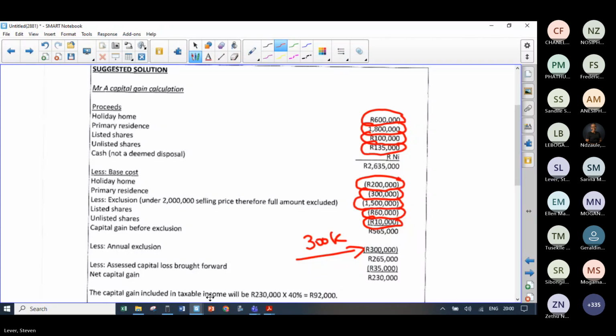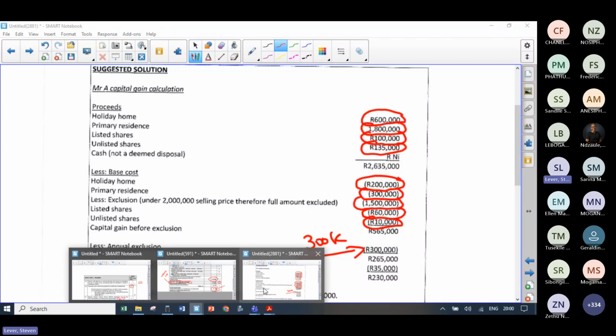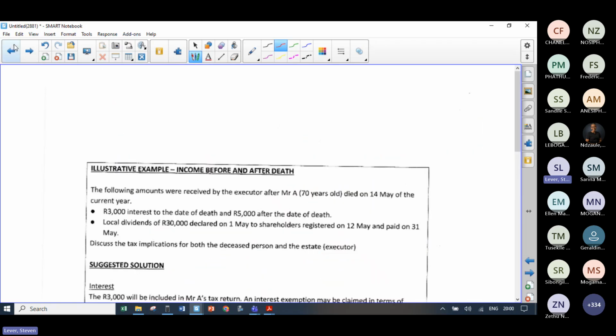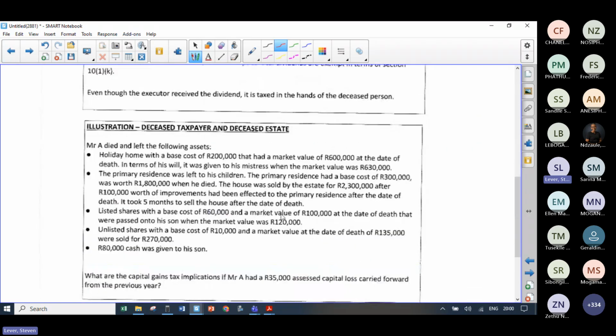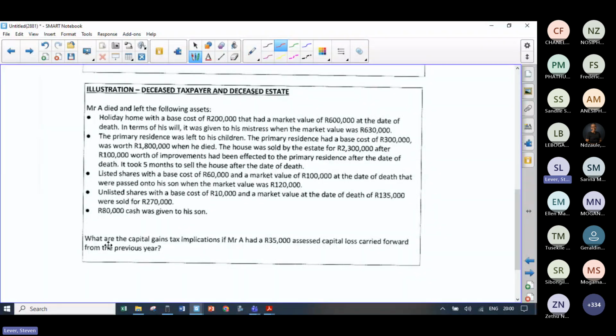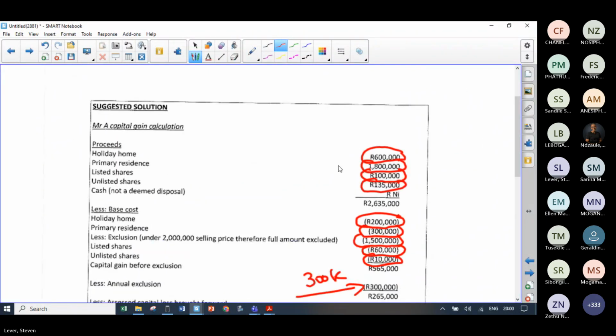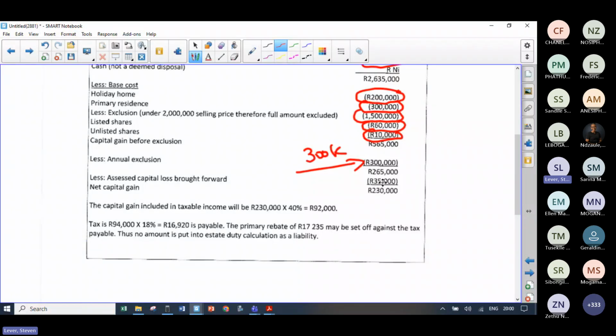And inside the question, it says that the deceased has an assessed capital loss carried forward of 35. It says here, what are the capital gains tax implications of Mr. A, who had a 35,000 assessed capital loss carried forward? Please just remember the order that you do things in, guys. You do the 300 before you do the assessed capital loss. Please make sure you do it in the right order. And there's your net capital gain. It's an individual, times 40%, and you can calculate your tax.